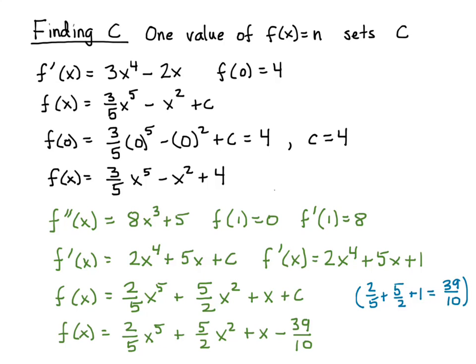So what I would do is say f at 1 is going to be 2/5, and then of course x to the 5th is 1, plus 5/2 x squared is 1, and then I'm going to add 1, and then I'm going to say plus c equals 0. What I did on the side was I added these three, and I got 39/10 plus c equals 0. So I knew then what c had to be. It had to be negative 39/10.